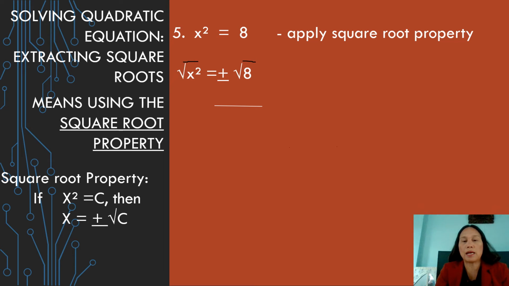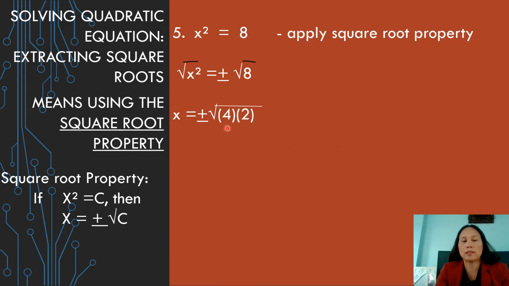How are you going to simplify radical forms? You need to think of factors of 8 wherein one is a perfect square. So, what number can you think of? We have 4. So, if you're going to extract the square root of this, x is equal to positive and negative square root of 4 times 2, which is 8. And you know that 4 is a perfect square. So, we can extract the square root of 4.